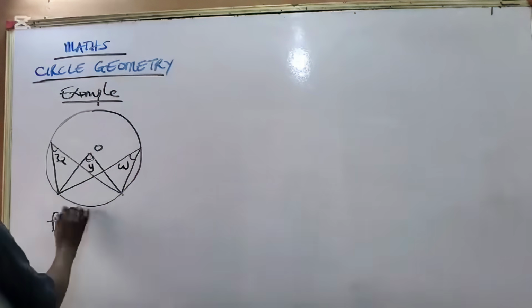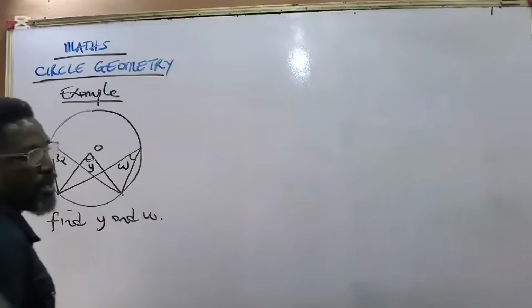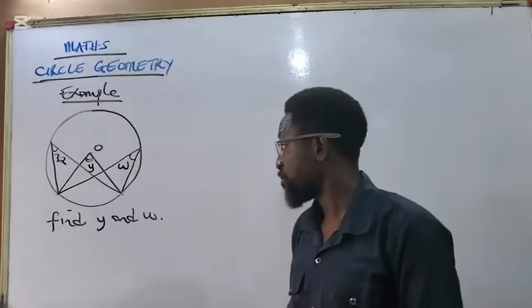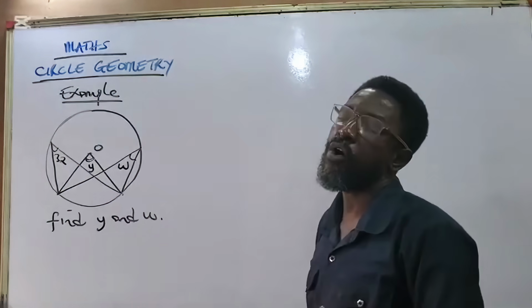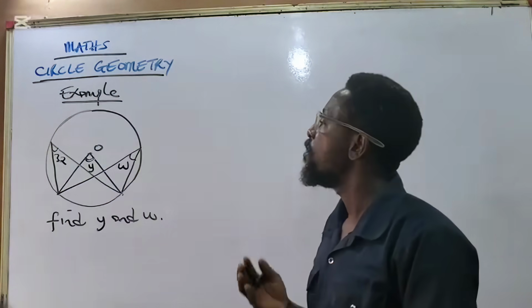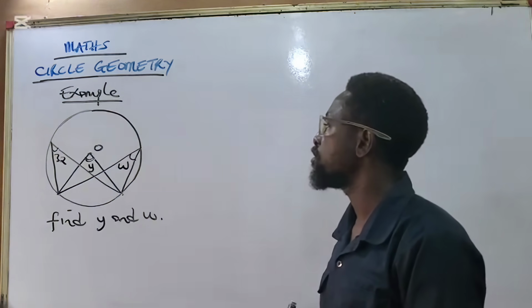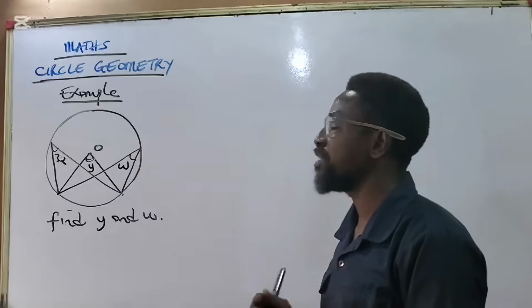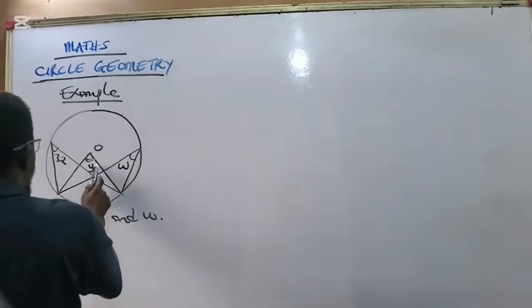Find y and w. Now, if we want to find the value of y and w in that question, the first thing is we need to recall the theorem which we are going to apply to solve this particular question. The theorem that says angle at the center is twice that subtended at any other point on the circumference. So with that, we get the value of y.